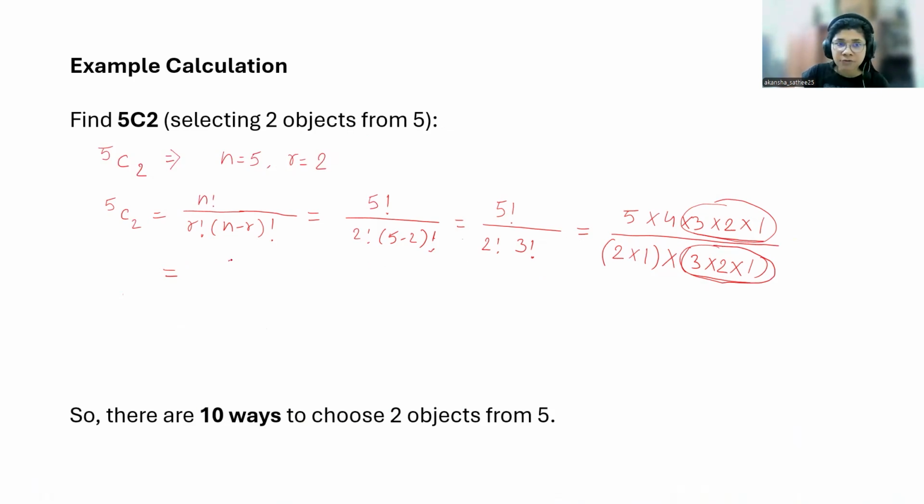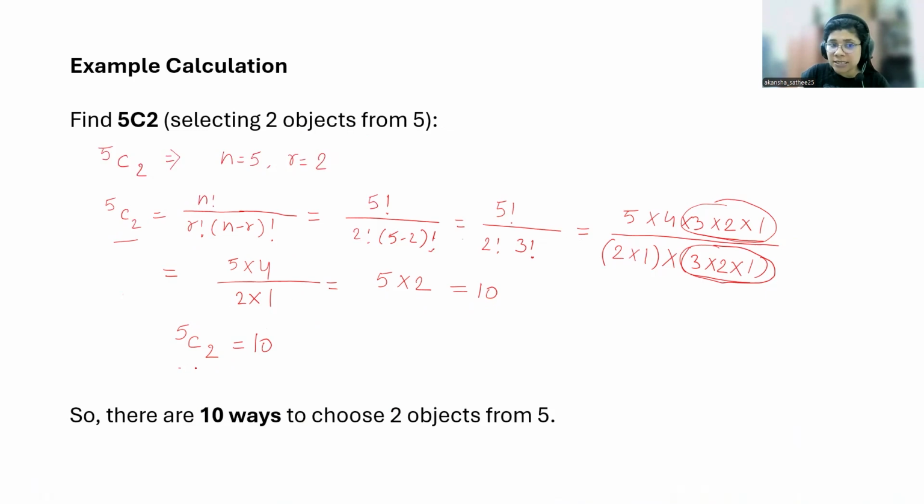So you will be left with 5 into 4 upon 2 into 1. So 5 into 4 means you can easily say this as 5 into 2 because 2 and 4 will give you 2 over there. So you will have 10. So 5C2 is equal to 10.